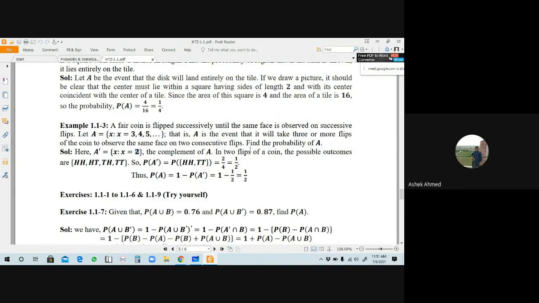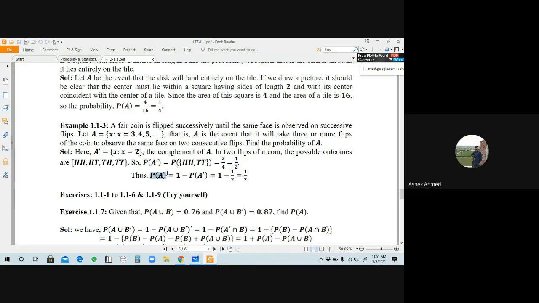So in two flips, since X equals 2, we have to flip twice. If we flip twice, how many outcomes are there? 4. From here the successive outcomes will be either HH or TT. Is it right? Yes, sir. Whose probability is 2/4, that means 1/2. Yes, sir. Okay.